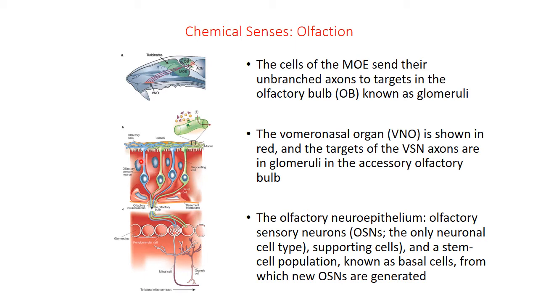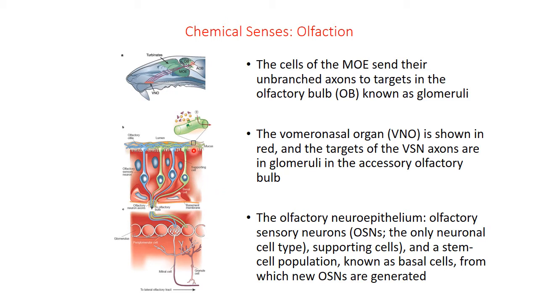Now, in close proximity to these olfactory sensory neurons are the supporting cells. The supporting cells provide, as the name implies, metabolic and structural support to the olfactory sensory neurons. These olfactory sensory neurons are replaced constantly every few days, and the replacement derives from these basal cells, which are a type of stem cell found in this kind of epithelium.